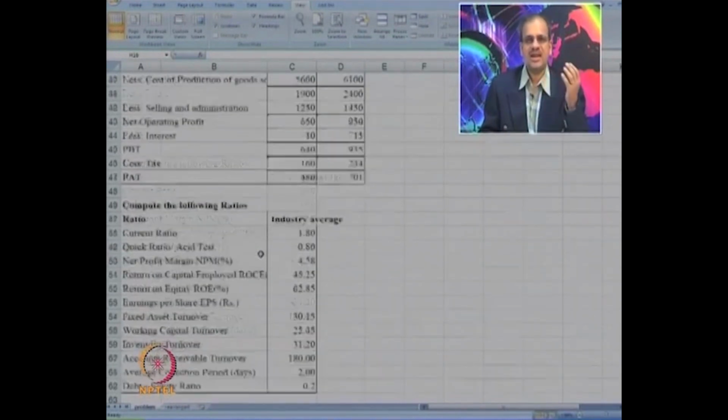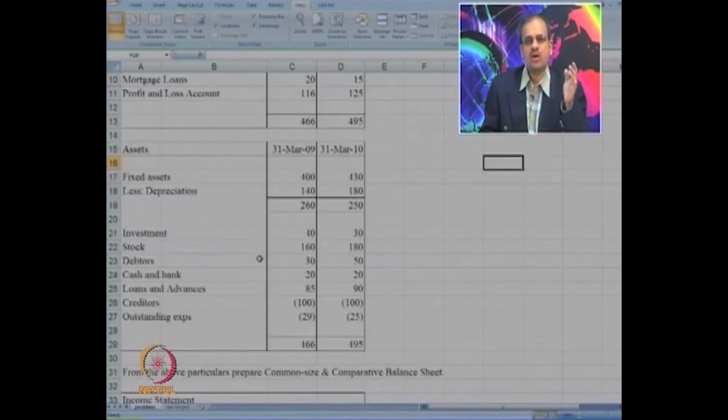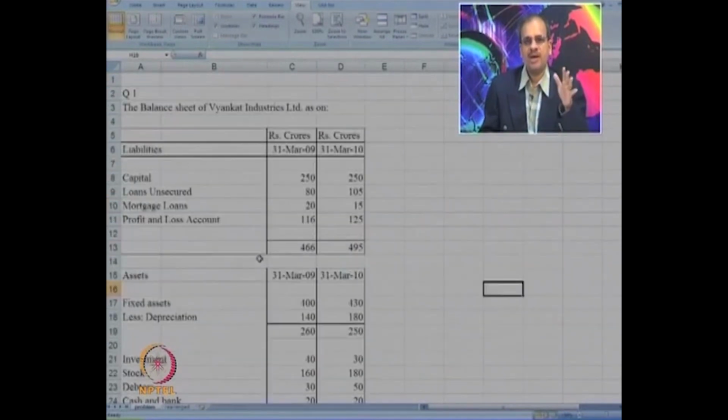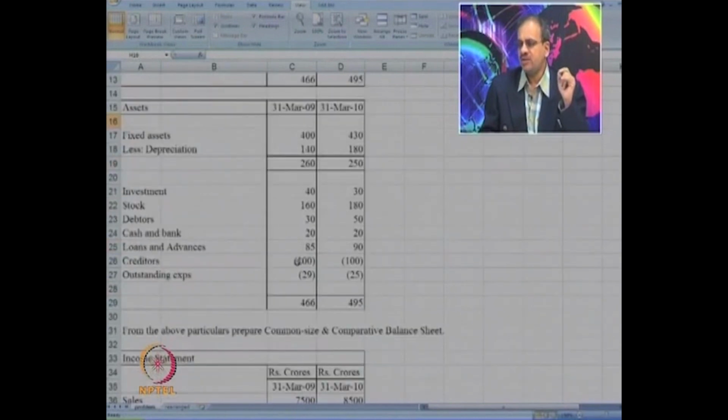We will go to ratios later. First, let us concentrate on common size and comparative statement. Now, given this data, you are required to prepare first a comparative statement. Now, what will you do? How will we start?